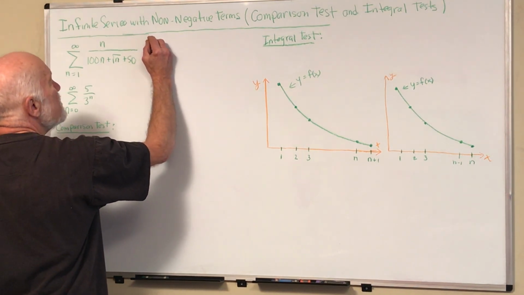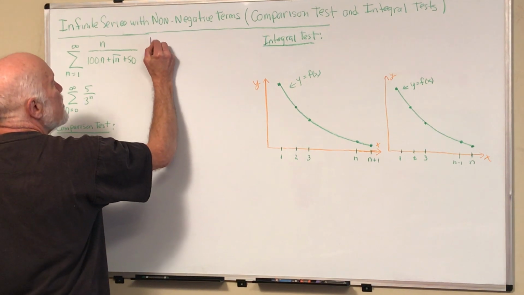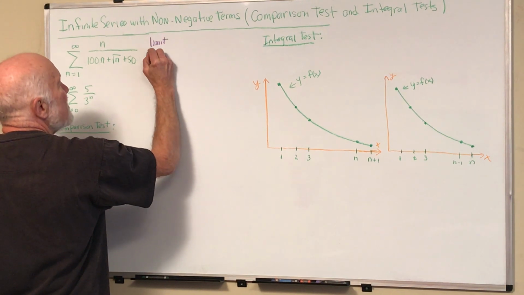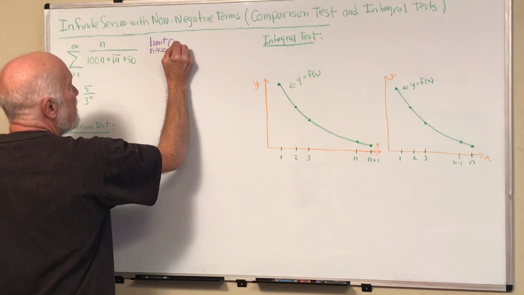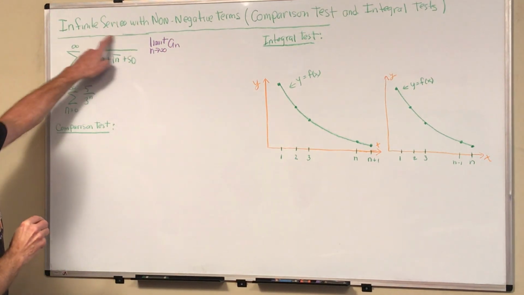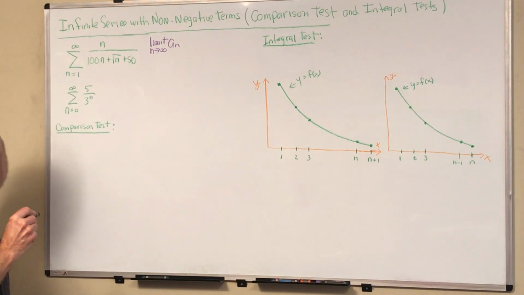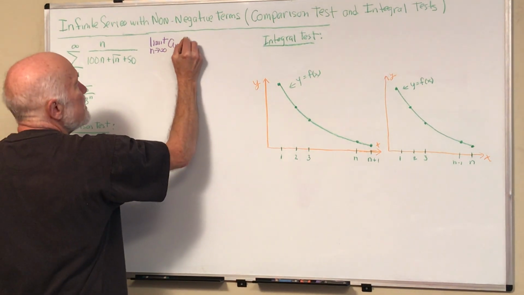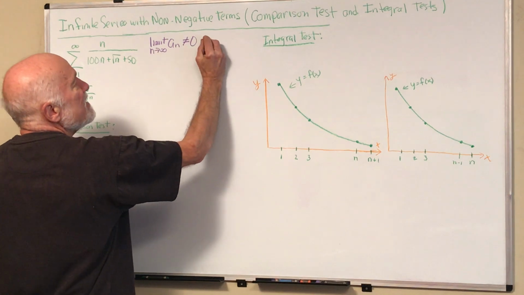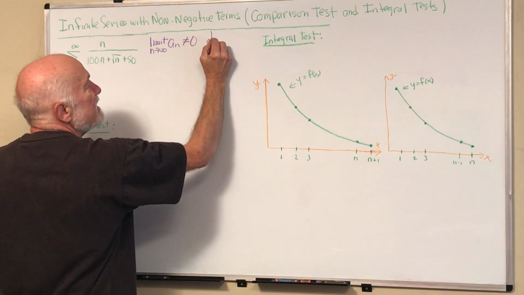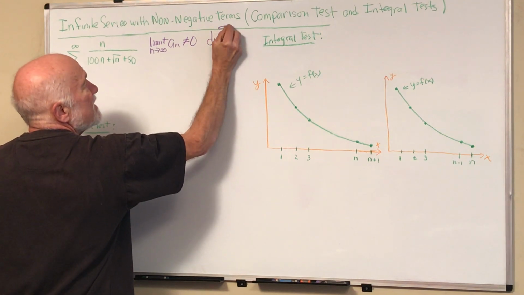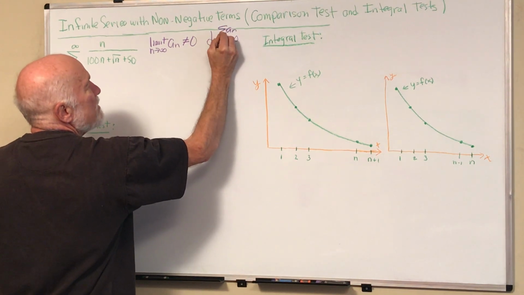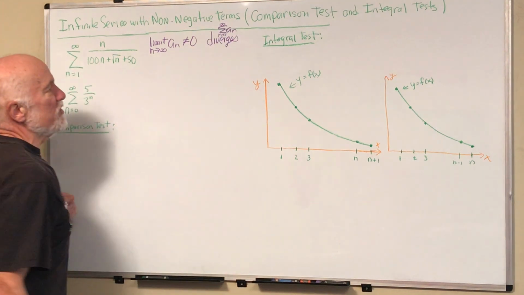but we learned a test called the Nth Term Test, which says if you take the limit as n approaches infinity of the nth term of the series, and that doesn't go to 0, we say the series diverges. The series a sub n from n equals 1 to infinity would diverge.